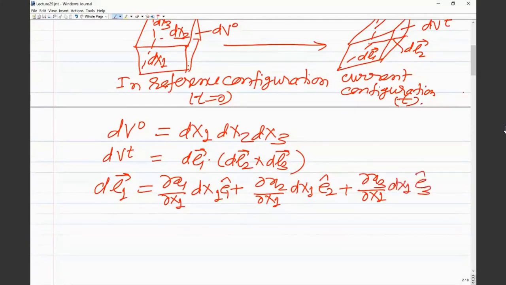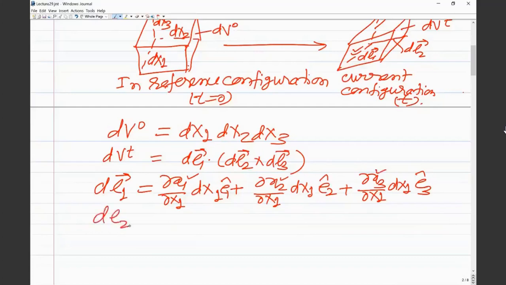So this is going to be the vector dl1, that is, this vector dl1. This line was initially in the reference configuration parallel to the X1 axis, and then it becomes oriented in x1, x2, and x3 space. So the components of this vector dl1 are given by the rate of change of x1 with respect to capital X1, the rate of change of small x2 with respect to capital X1, and the rate of change of small x3 with respect to capital X1, which give you the components along E1 cap, E2 cap, and E3 cap.